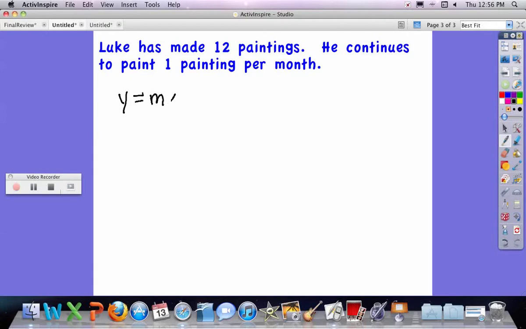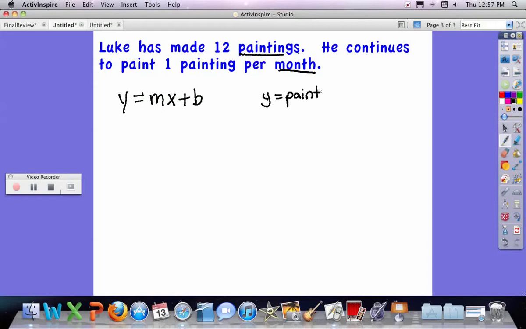First thing I always do is look to figure out what my dependent quantity or my y is, and what my independent quantity or my x is. In this scenario, the two things that are changing are the amount of paintings Luke has and then the number of months that have passed. The amount of paintings depends on how many months have passed, so paintings would be my y and months would have to be my x.